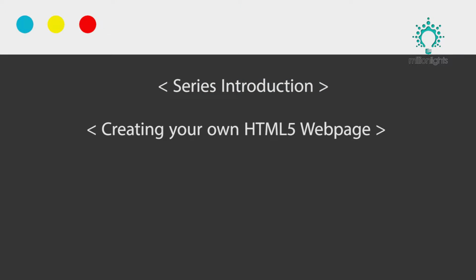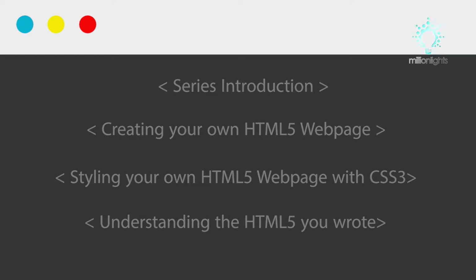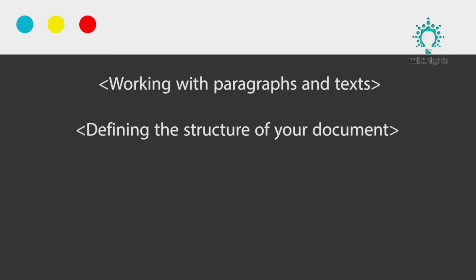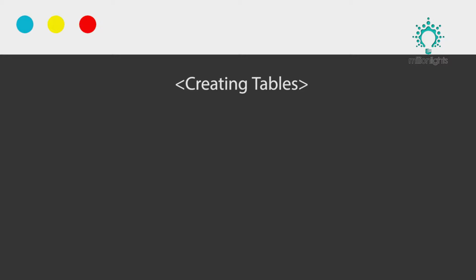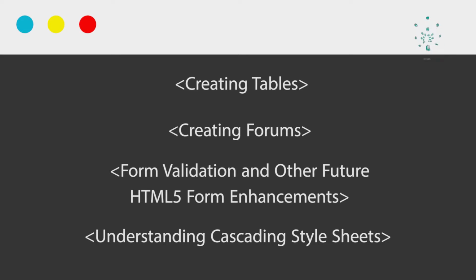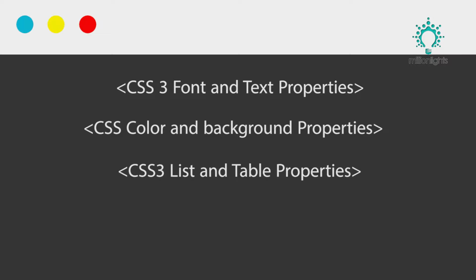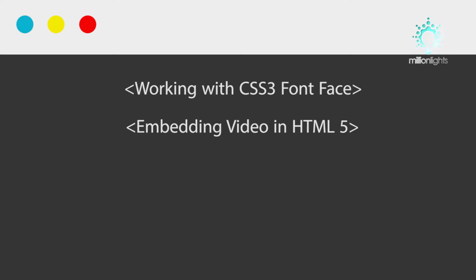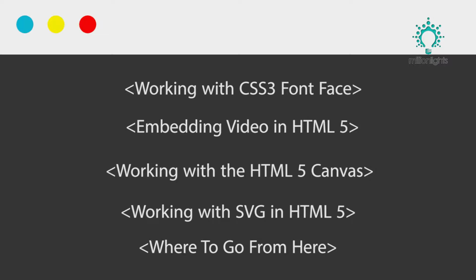The topics we are going to cover in this course are series introduction, creating your first HTML5 web page, styling your first HTML5 web page with CSS3, understanding the HTML5 you wrote, working with paragraphs and text, defining the structure of your document, working with figures and images, working with lists, creating tables, creating forms, form validation and other future HTML5 form enhancements, understanding cascading style sheets, CSS3 font and text properties, CSS3 color and background properties, CSS3 list and table properties, CSS3 box properties, working with CSS3 font face, embedding video in HTML5, working with HTML5 canvas, working with SVG in HTML5, and where to go from here.